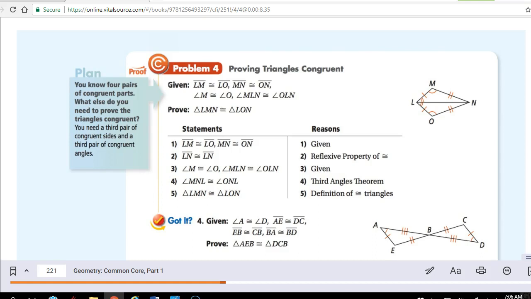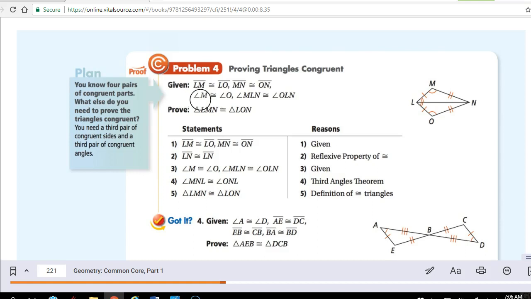Now, since we're dealing with sides here, we can also know that LN, even though it belongs to the top triangle and the bottom, is the same line that belongs to both triangles. So if we say LN is congruent to LN, that may seem a little silly or obvious, but it helps us to establish that that side is congruent to itself, and since it belongs in two different triangles, that's going to be important. So LN is congruent to LN. That's called the reflexive property of congruence. Anytime something's equal to itself, that's called the reflexive property.